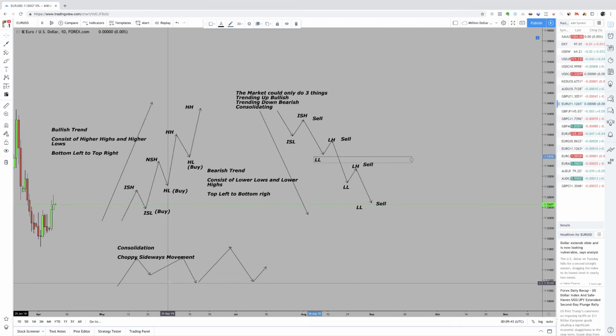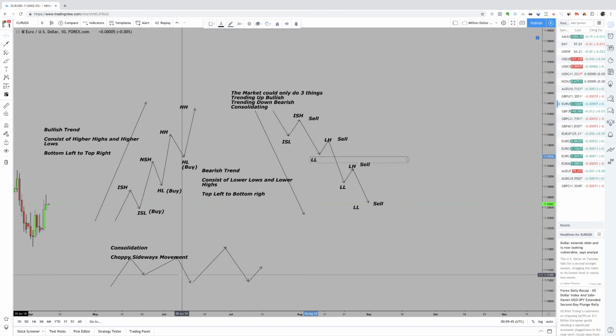Okay, and then during consolidations, that's kind of more advanced, when we're looking at corrective patterns. When you are just starting out, you really only trade when the market is trending, when you can properly identify the trend. You want to buy at these areas when the market retraces. Remember, the market is never going to go straight up. The market is never going to go straight down.